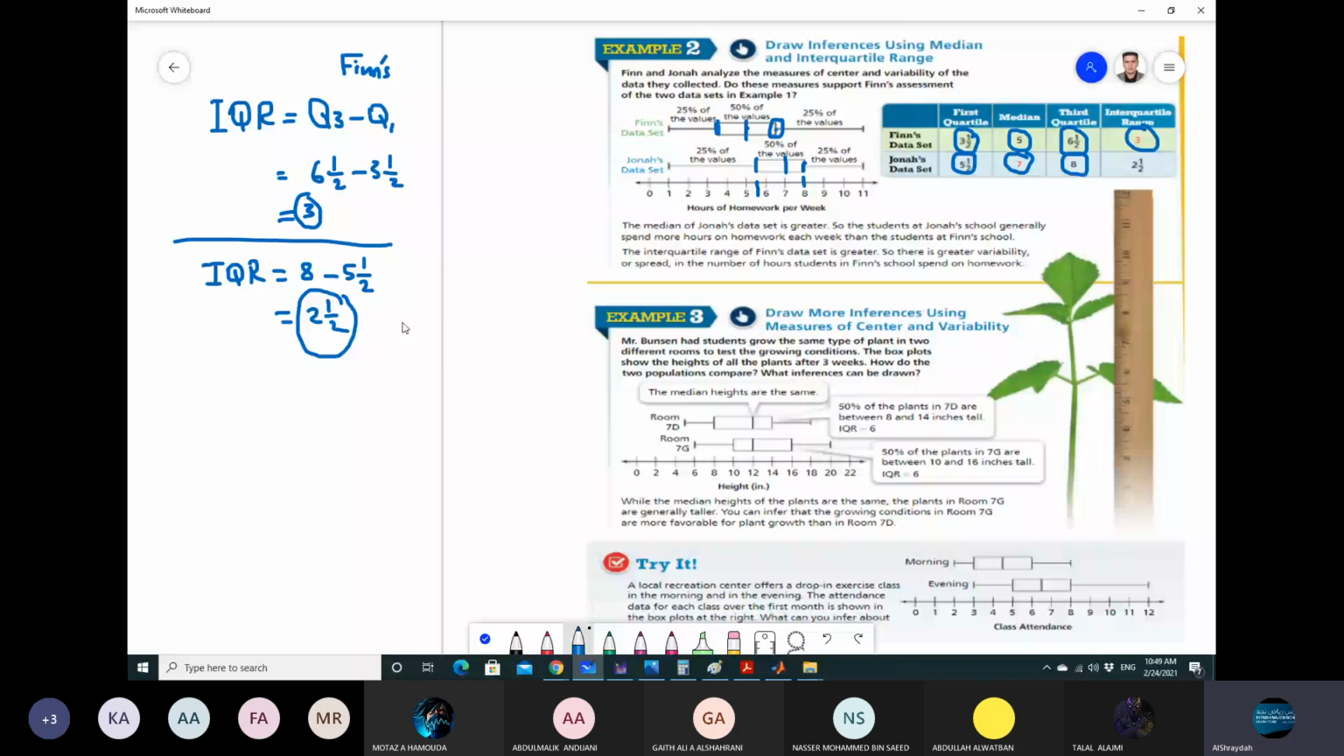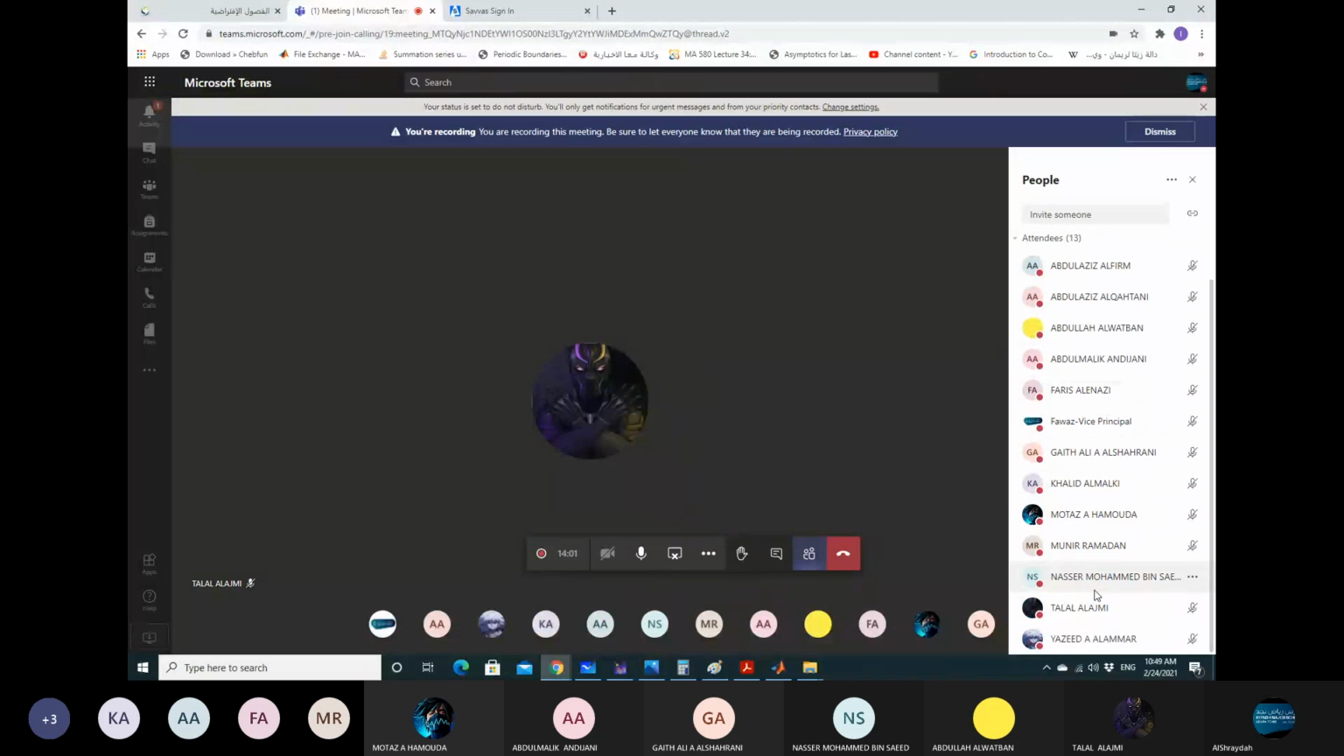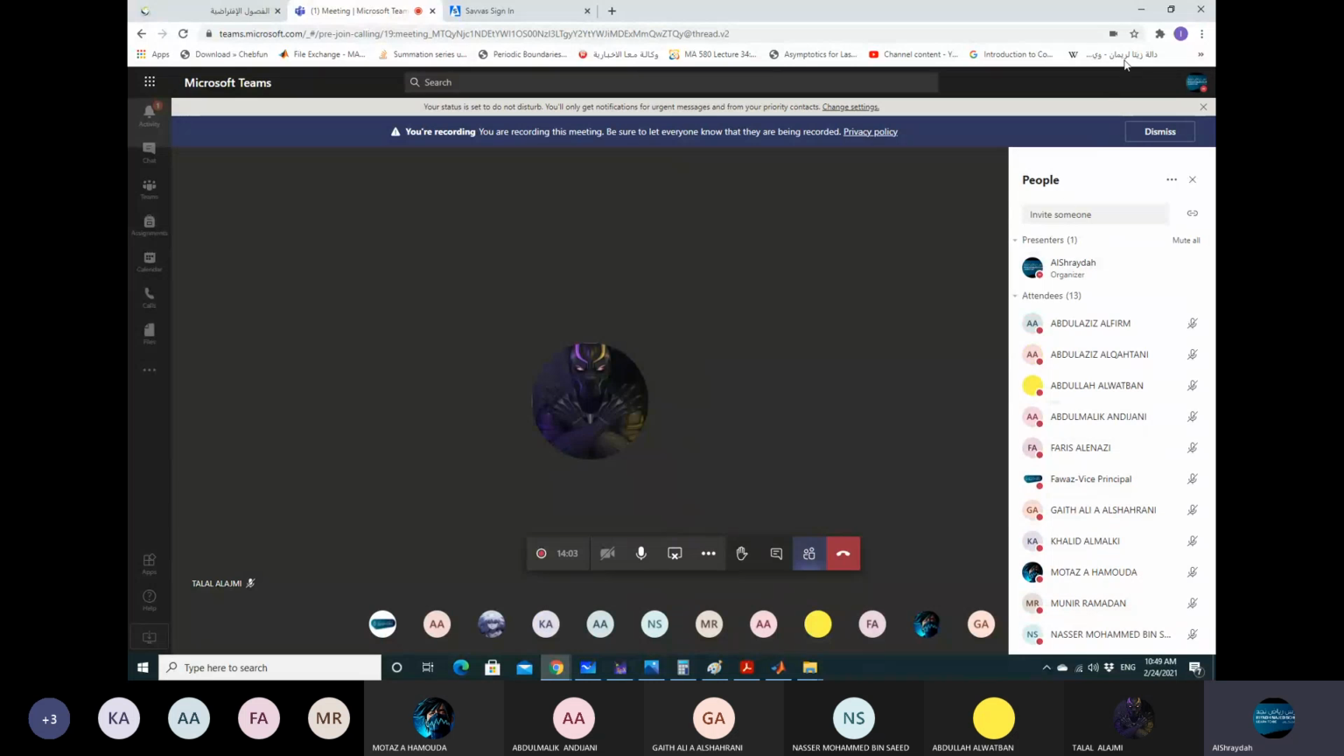And here we have another example, example number 3. Who can read it, please? Munir, Abdullah, any one of you? Khalid, Muhannad, any one of you? Who can read example number 3, please?